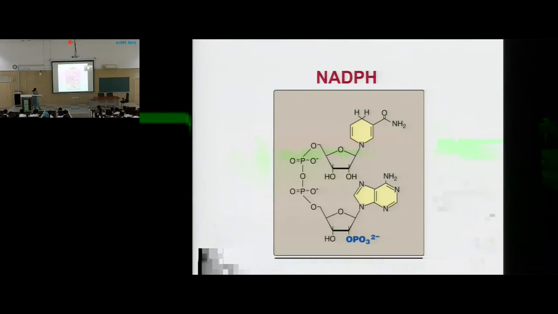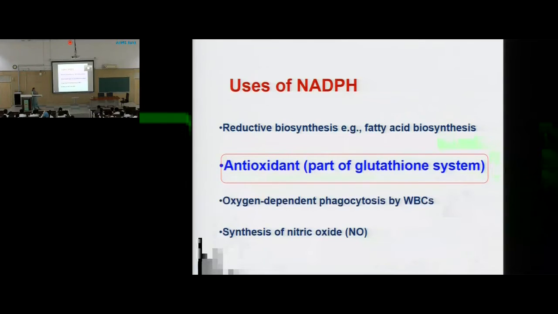So this again the same thing. This is where phosphate is added. Now what are the uses? The main use of NADPH is as an antioxidant. It is helping in the production of glutathione. So how is it getting oxidized? What is glutathione? This all we will be discussing very later.